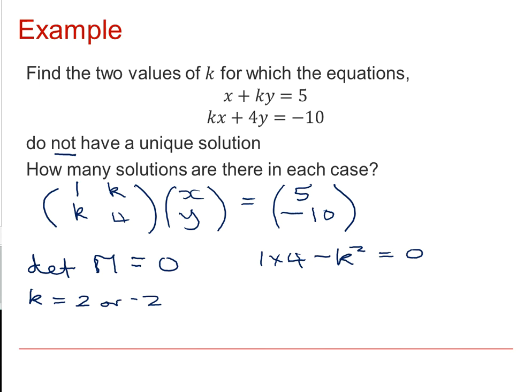When k is 2, we would have that x plus 2y equals 5 and 2x plus 4y equals minus 10. We can see that the second equation there is in effect a multiple of the first in terms of the x or 2x, 2y, 4y, but that the answers 5 and minus 10 are not multiples of each other. Therefore, we are talking about parallel lines, so there is no solution.